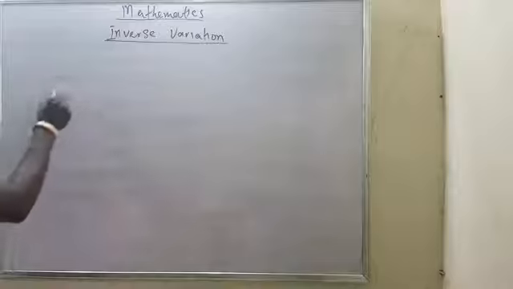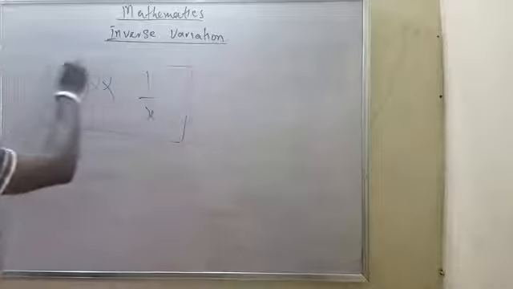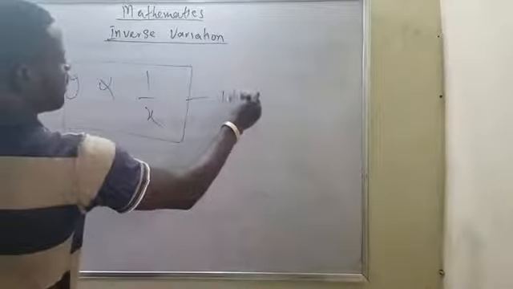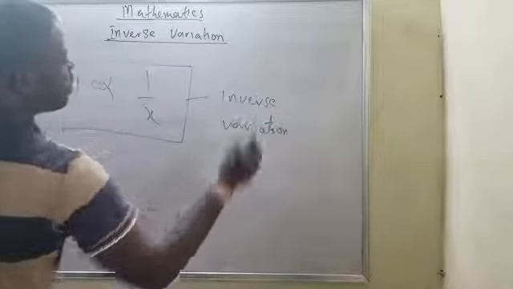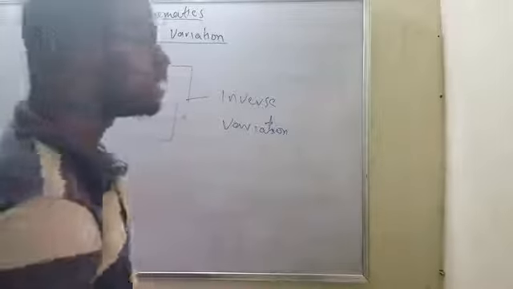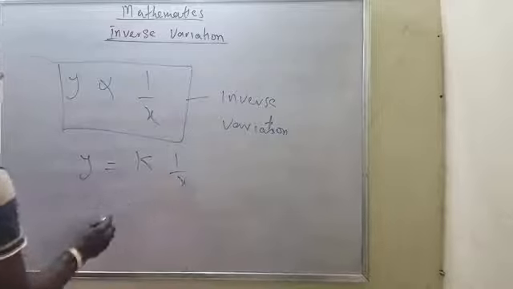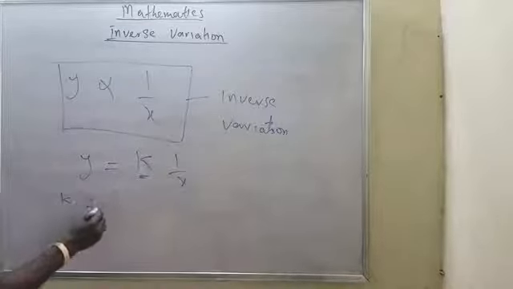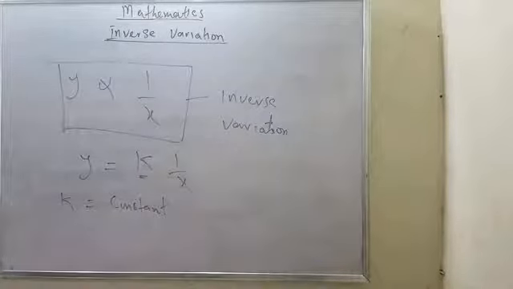When we have y inversely proportional to 1 all over x, this is called inverse variation. It means they are inverse to each other. Before there will be a relation, there must be a constant value, which is my y equals k times 1 all over x. At this point, this k is called a constant. It means that the constant causes the effect.